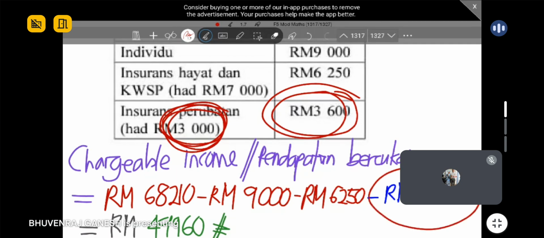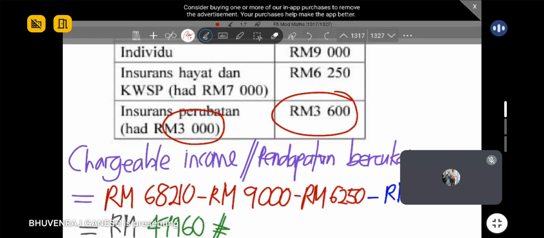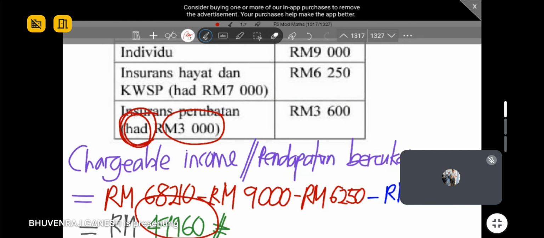Understand, guys? Make sure you take note of this part in the text chapter. Kena ambil tahu. Because if you minus the wrong value, your chargeable income will be wrong. Pendapatan bercukai salah. So everything else, your following calculations, will all be wrong. So make sure you take note of this word, the had, which is the limit. Okay, guys? So the next question is also exactly the same. You can see as well.